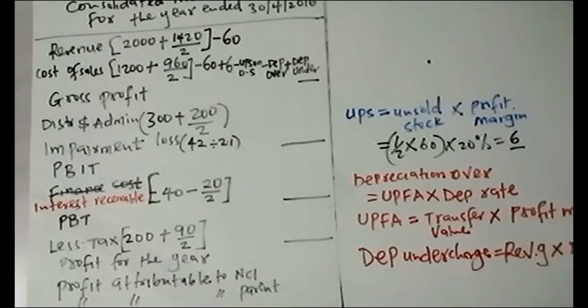So I can use my calculator to get these figures. If I take 2000 plus 14 divided by 2 minus 60, I'm getting 2650.